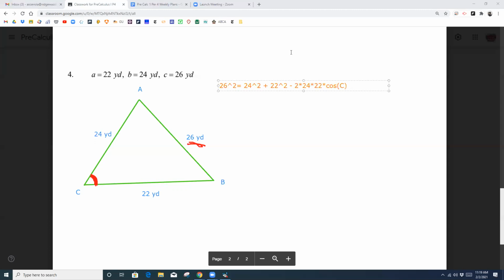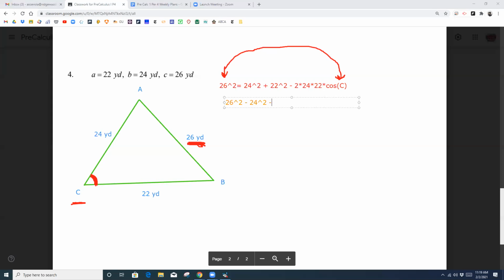Now again, the only thing that matters in this formula is that whatever side I put here, in this case 26 yards, whatever angle I'm solving for here represents the angle across from that side. Now we have to solve for the cosine of C. To do that, we're going to get the cosine of C alone by first subtracting 24 squared and 22 squared on both sides.